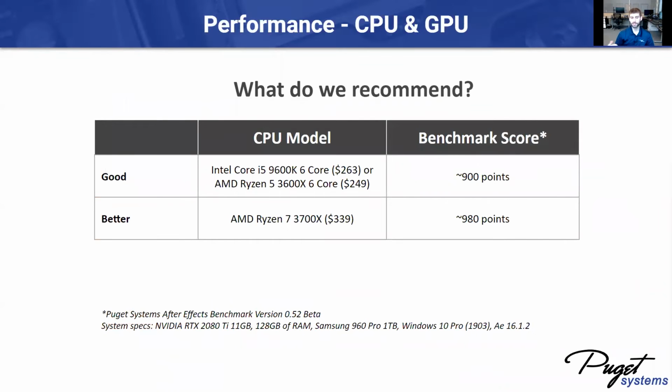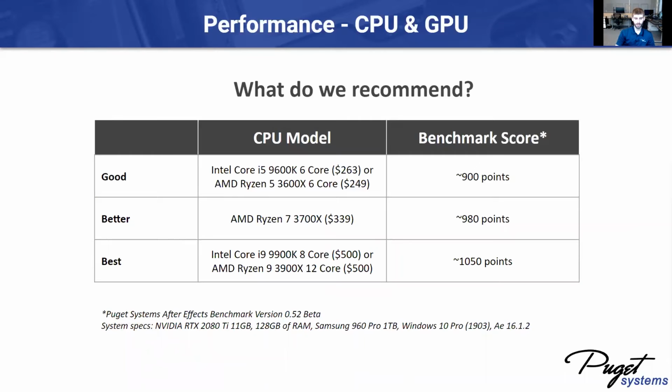You go up to a Ryzen 7 3700X. There's actually not really an Intel equivalent at this price and performance level. It's about 7 or 8% higher performance. Make another jump up, about another 8%, and you get up to the 9900K or the 3900X from AMD. And so those are our good, better, best: basically Core i5 or Ryzen 5, Ryzen 7, and then Core i9 or Ryzen 9.